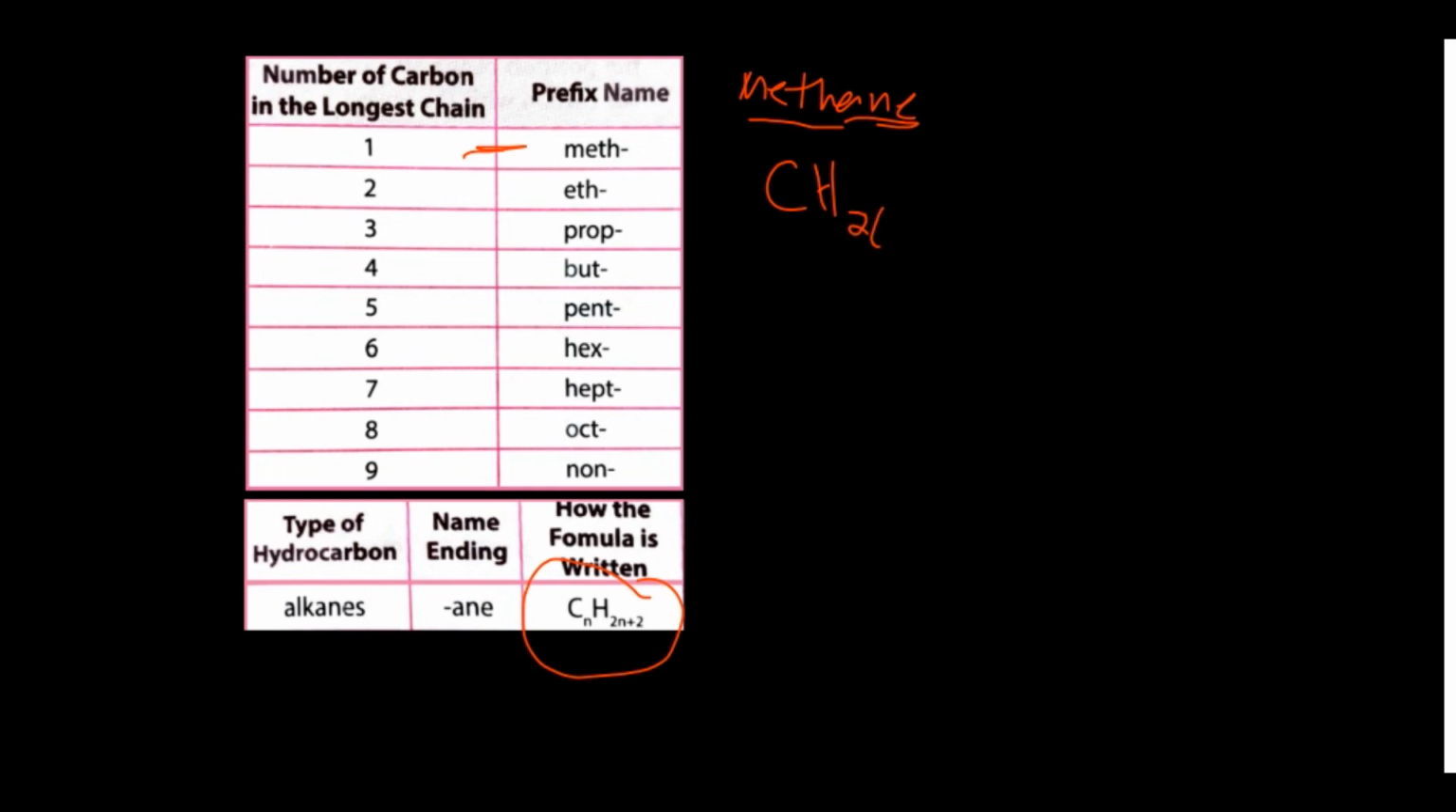That would be 2 times 1 plus 2. You don't have to write 1 here as a subscript. That is not necessary. For the C, it is understood to be 1 even without a subscript. So for H, 2 times 1 is 2 plus 2, that gives us 4. So the molecular formula for this compound is CH4. And if you want to write the structural formula, it's like this: 1, 2, 3, and then 4.